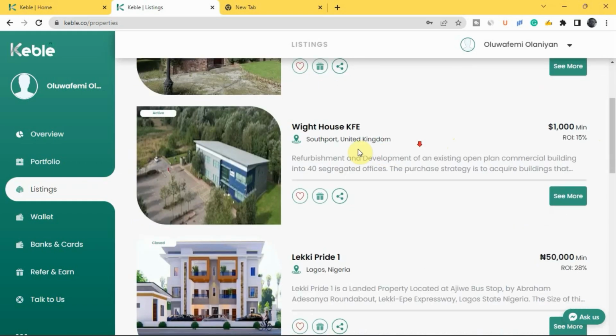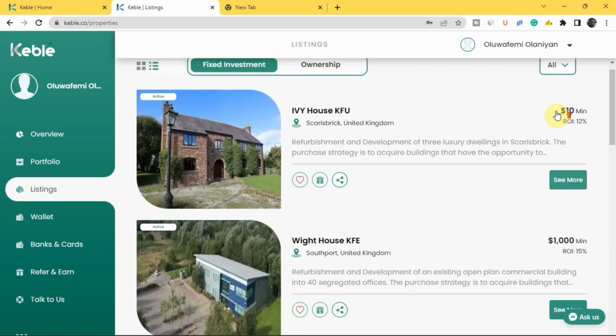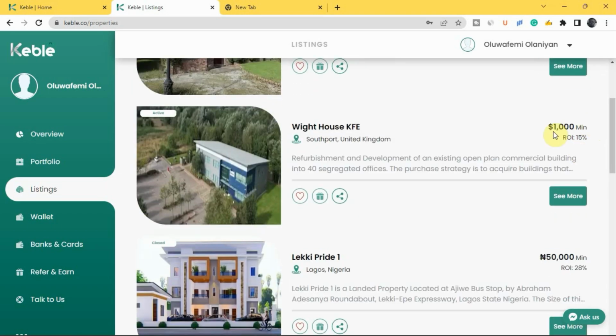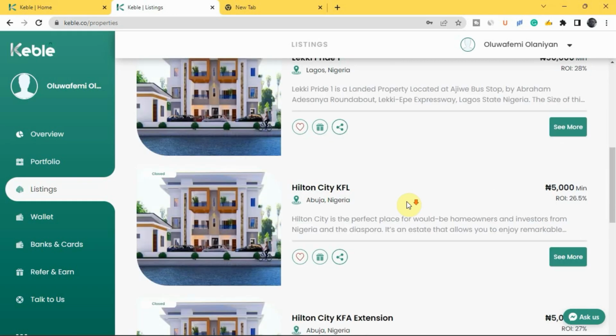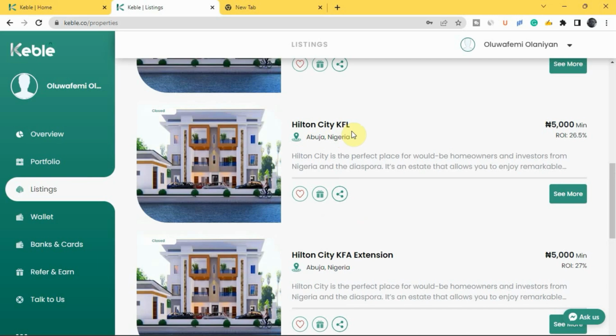If you scroll down to the next property, you see that this one is called the White House KFE and the minimum investment is $1,000. So you can see that it's different from the first one, which is just $10, and this one is $1,000. If you scroll down again, the next property, the minimum investment for Lekki Pride 1 in Lagos, Nigeria is 50,000 naira. So for this property, the minimum amount you can invest in is 50,000 naira. Now the next one is Hilton City KFL in Abuja, Nigeria, and the minimum investment is 5,000 naira.